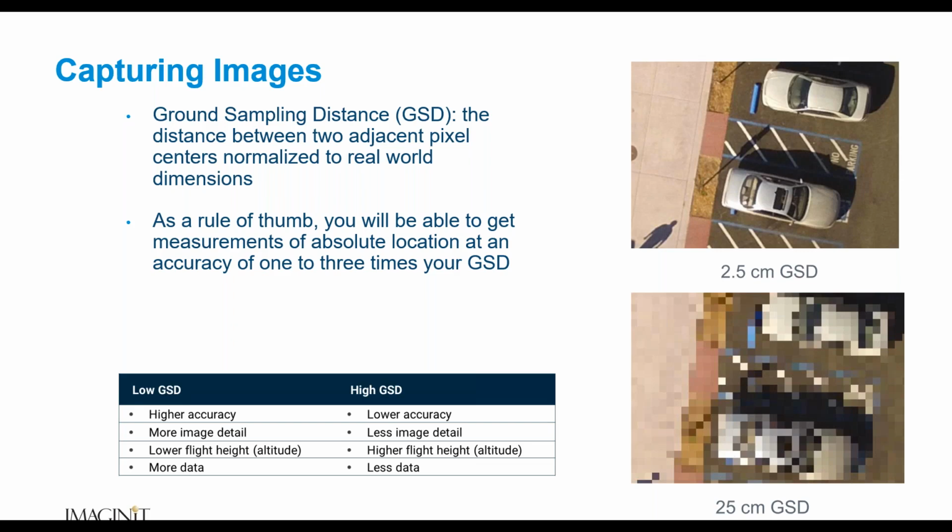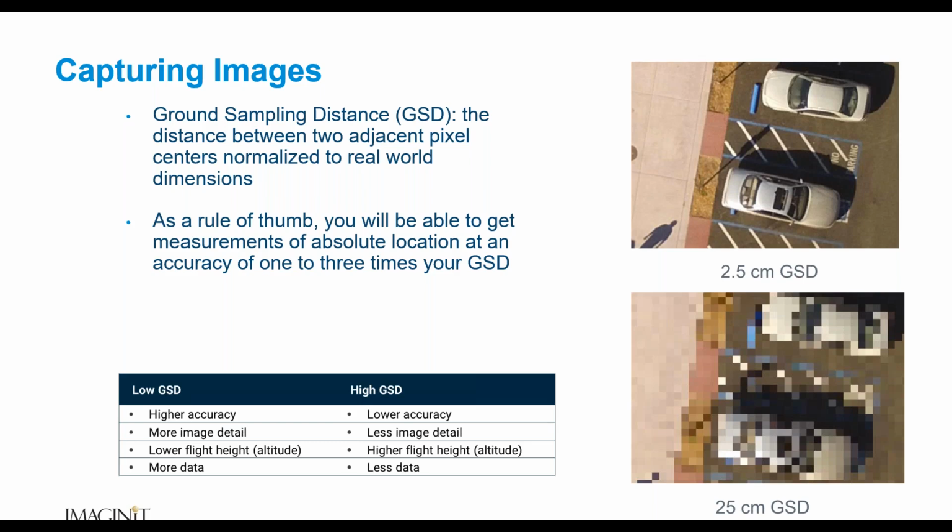With photogrammetry, it's based on ground sampling distance. The ground sampling distance is the distance between two adjacent pixel centers. If you think of a camera, in your camera you've got your sensor. Depending on how big that camera is, let's say it's an 8 megapixel camera or a 32 megapixel camera, your sensor size is going to have a number of pixels on it. Each of those pixels then has a size.